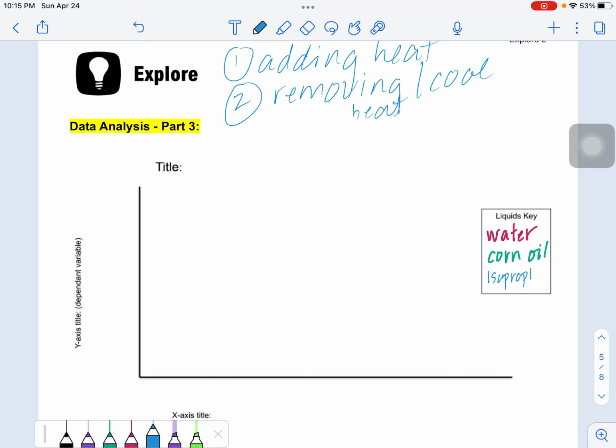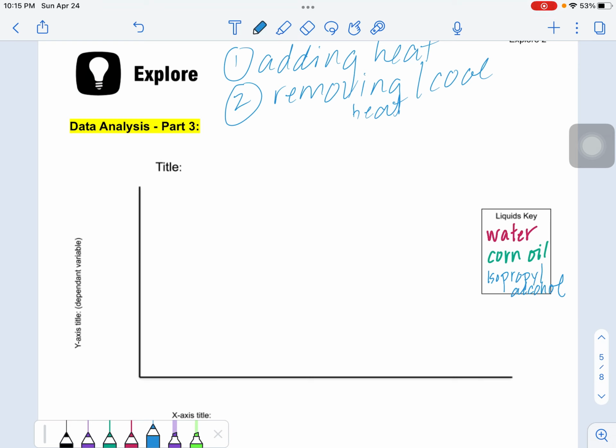Oops. Oh my goodness. Isopropyl alcohol. I don't think I got it.